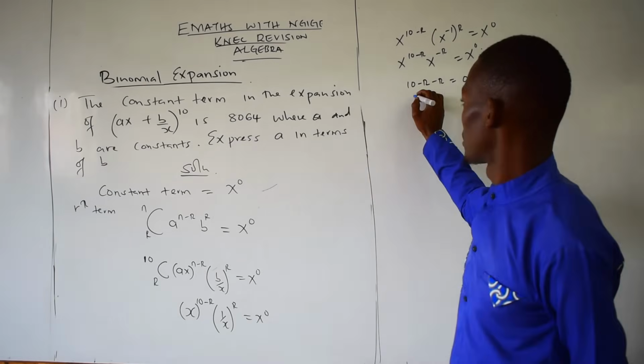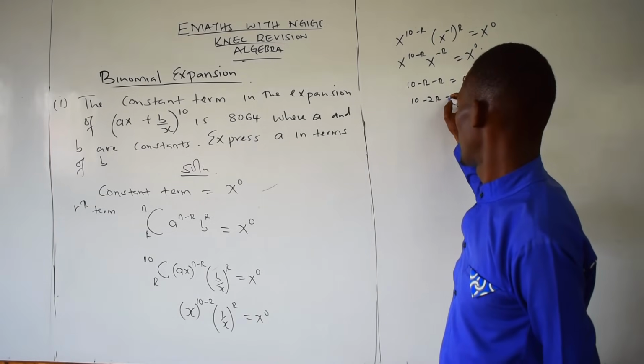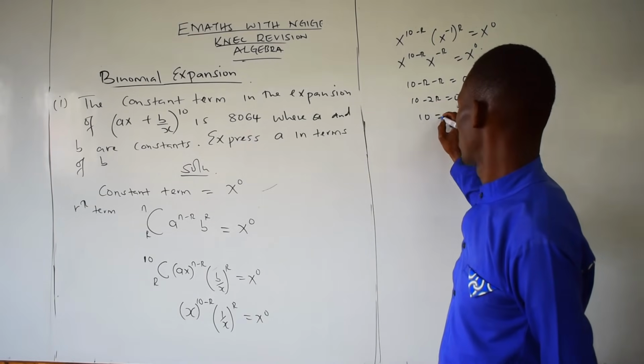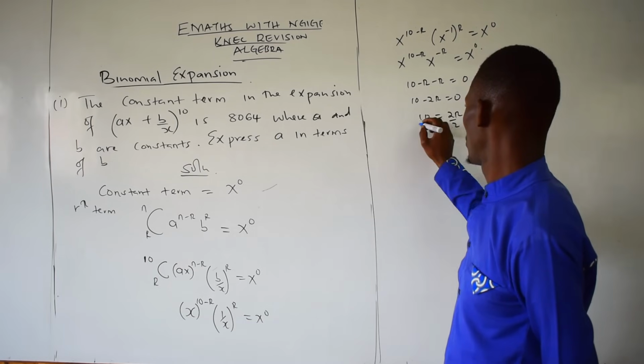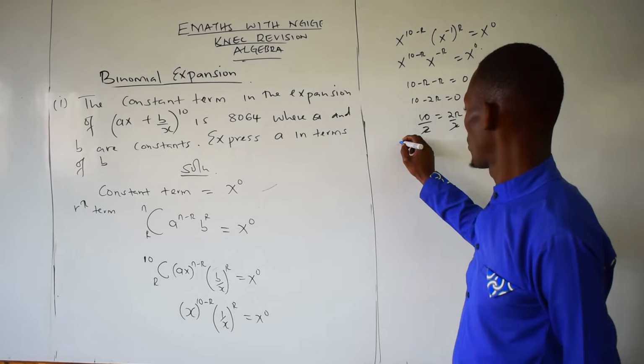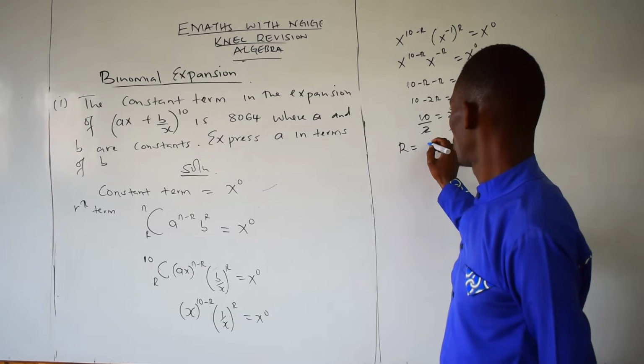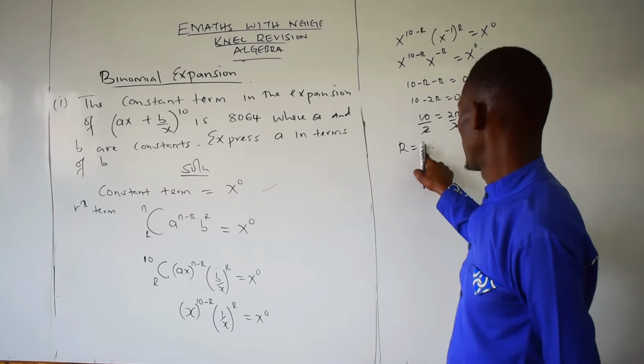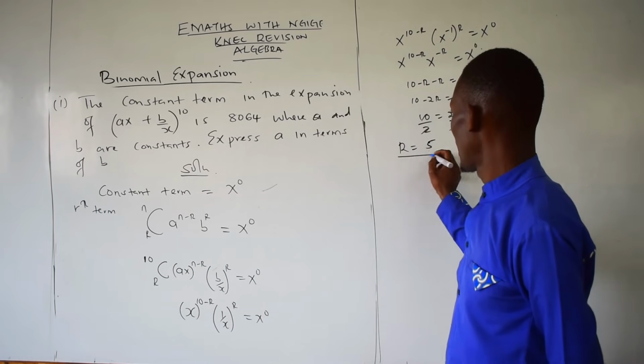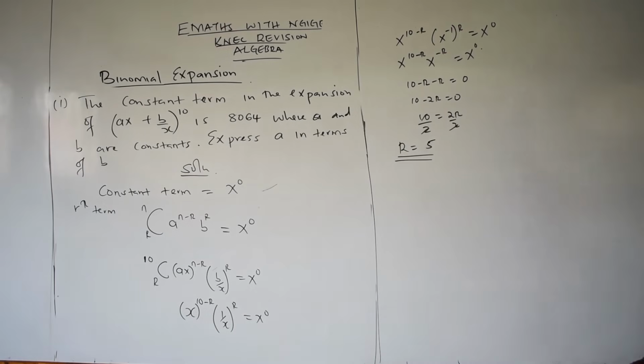Yeah? So this is the same as 10 minus 2r equals 0. So 10 equals 2r, divided by 2. So your r value is equal to 5. That will be 5. So your r value is 5. That is your r value.